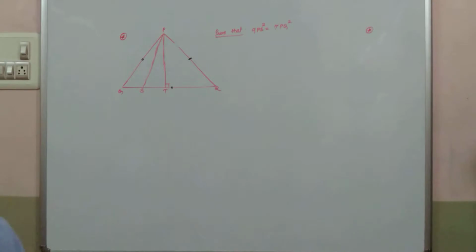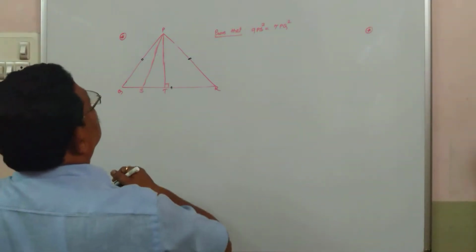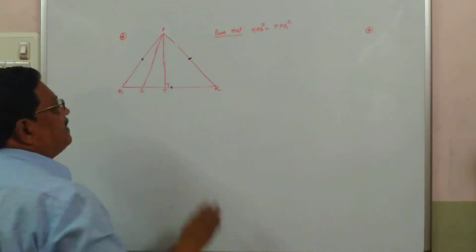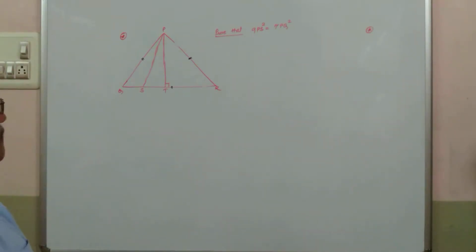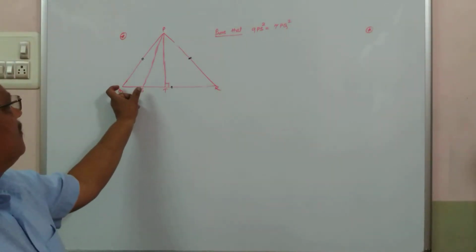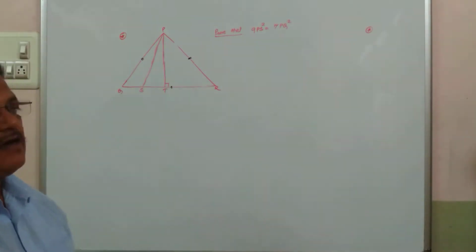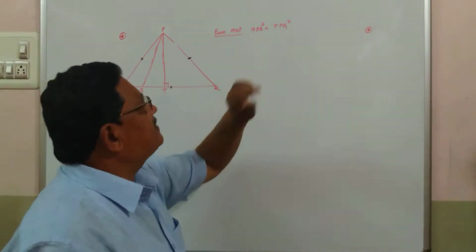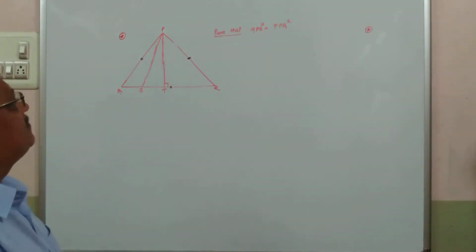of QR. QS is 1/3 of QR and PT is perpendicular to QR. I repeat once again, in triangle PQR, QS is 1/3 of QR and PT is perpendicular to QR. You have to prove 9 times PS square equals 7 times PQ square. Which are the important steps in this?